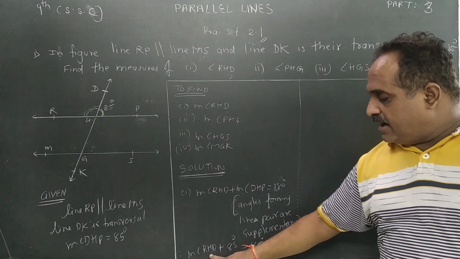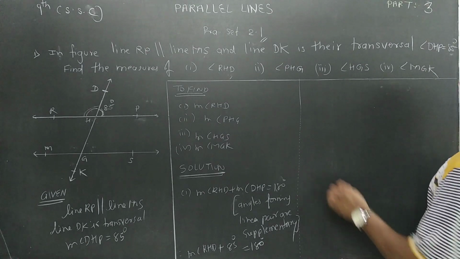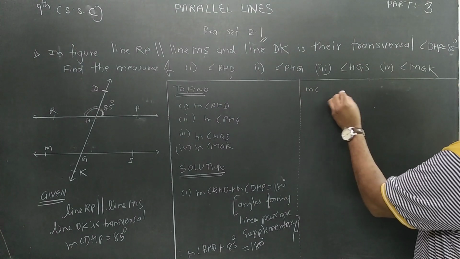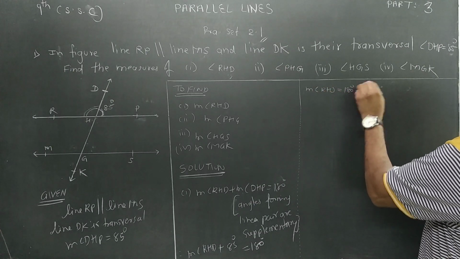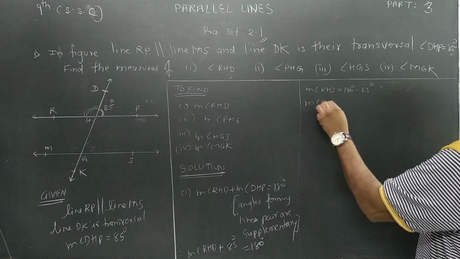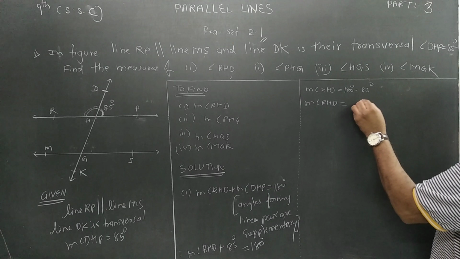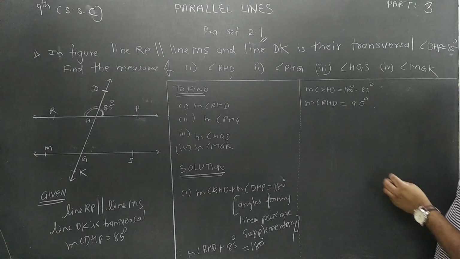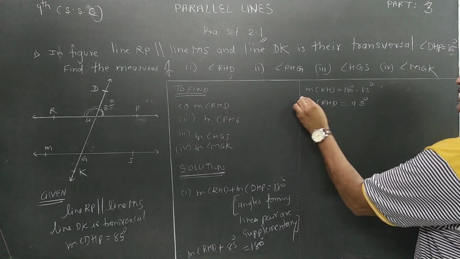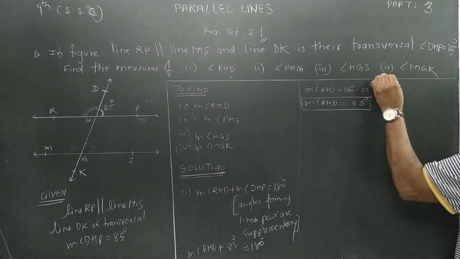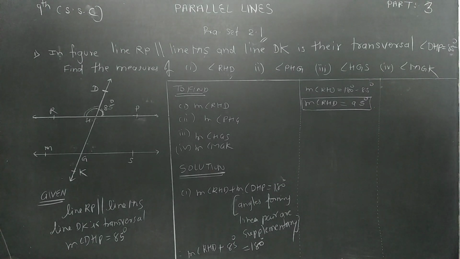So, measure of angle RHD plus 85 is equal to how much? 180. So, measure of angle RHD is equal to 180 minus 85 degrees. Measure of angle RHD is equal to 95 degrees. Okay, got it now? So, this is the answer for the first question. Have you understood this?